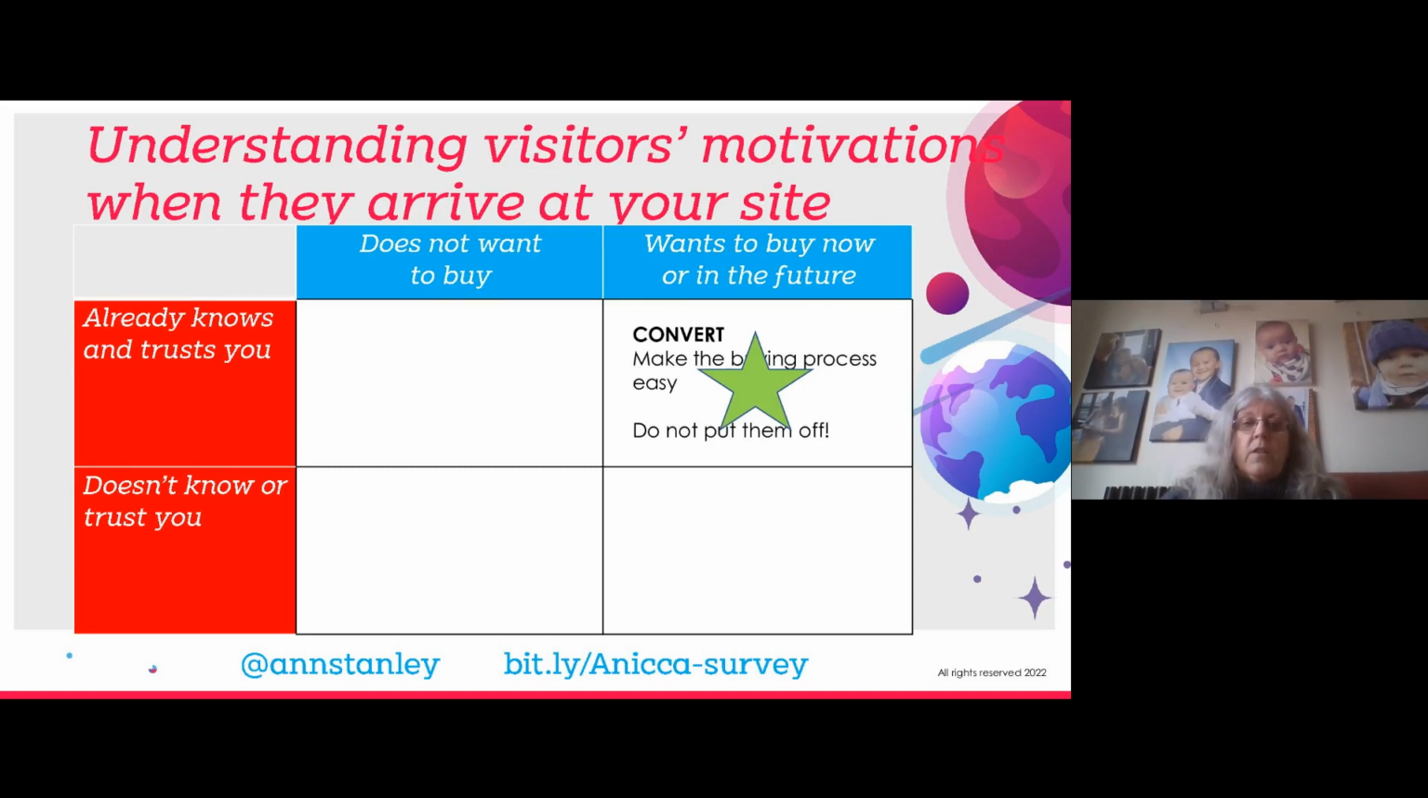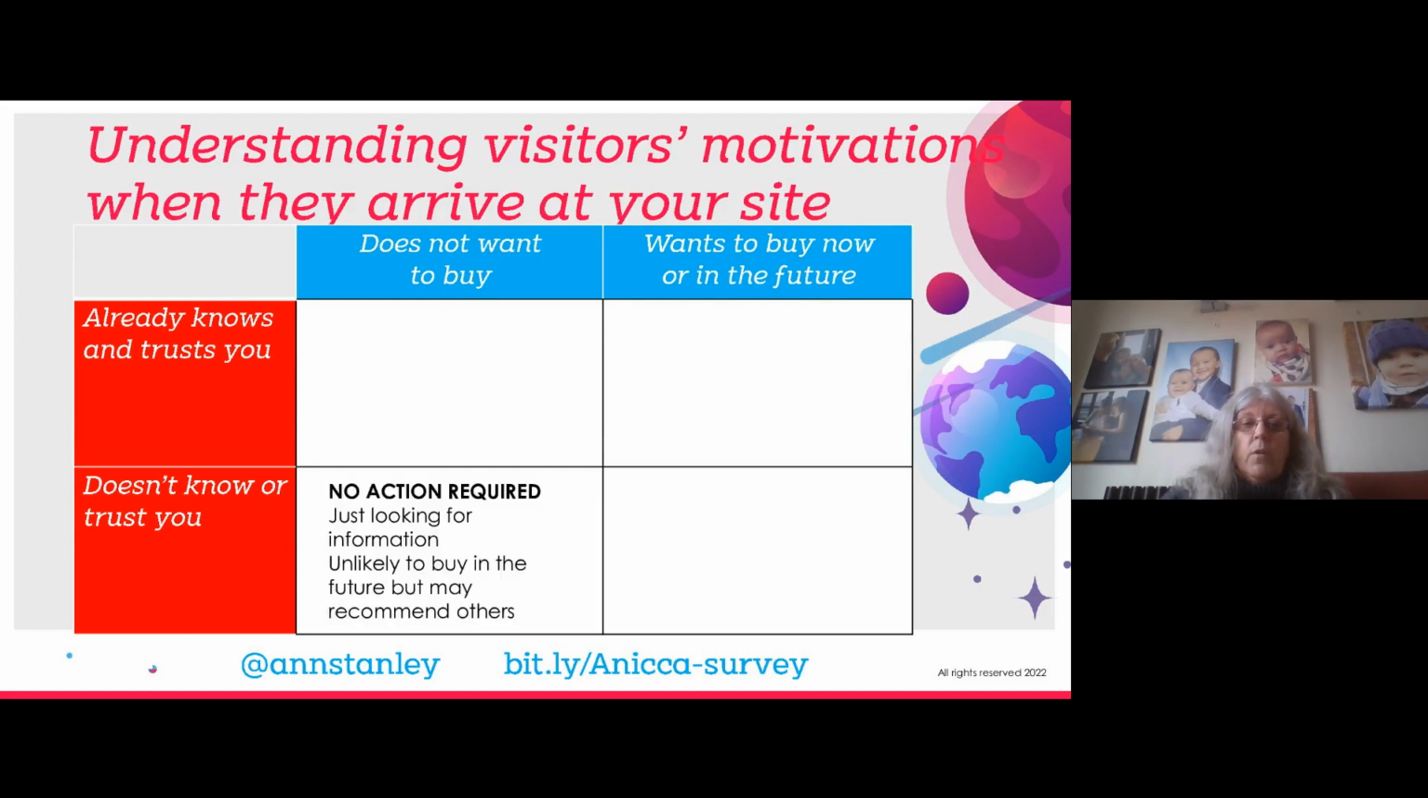So first of all, let's look at the ones that you don't really want to worry too much about. These are the ones that don't know you, don't trust you, and are never going to want to buy. So these are probably going to be people that you don't need to worry about. You don't really need any action. They're just looking for free information often. They're unlikely to buy from you in the future, but they may recommend you to others. So you don't want to annoy them or try and get rid of them.